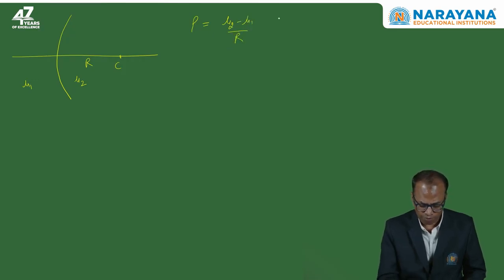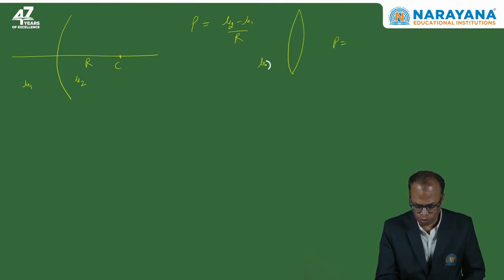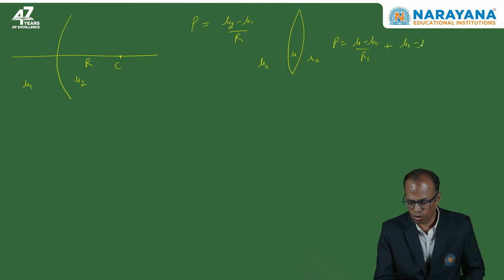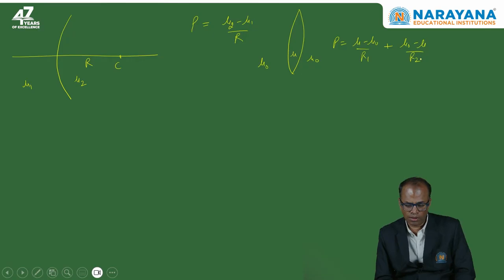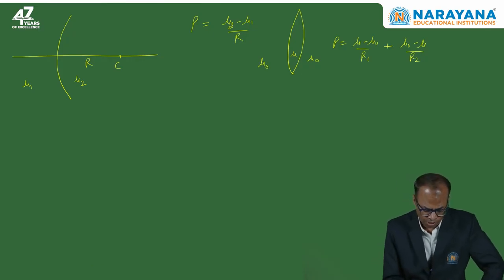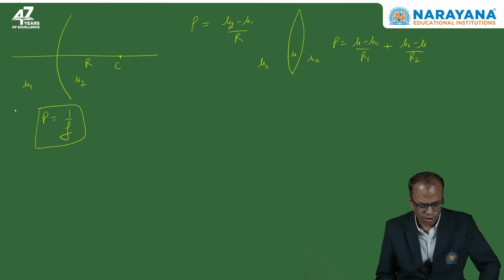So if I have a lens like this, then I will write power as, this is mu naught, this is mu, this is again mu naught. So I should write mu minus mu naught by R1 plus mu naught minus mu by R2. If I plug in those values, I should get a different answer. And in the standard text, power has been defined as 1 by F. Let's solve it one by one.